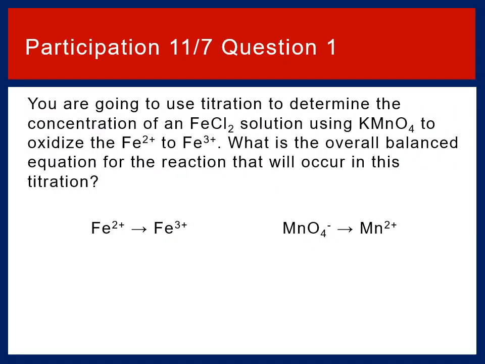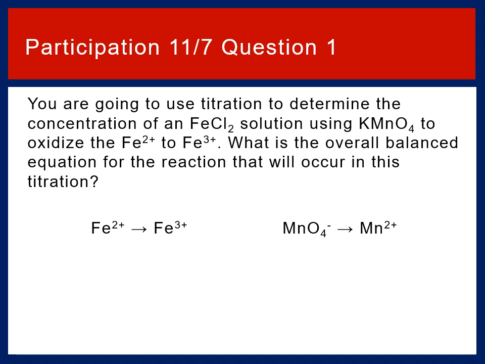Participation 11.7, question 1. You are going to use titration to determine the concentration of an FeCl2 solution using KMnO4 to oxidize the Fe2+ to Fe3+. What is the overall balanced equation for the reaction that will occur in this titration? Half reactions are Fe2+ goes to Fe3+, and MnO4 minus goes to Mn2+. This is the first question on participation 11-7, due Friday, November 7th at 11:59 p.m. over on Blackboard. Link to the assignment is right below the links to these videos.